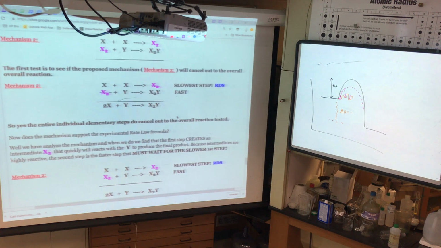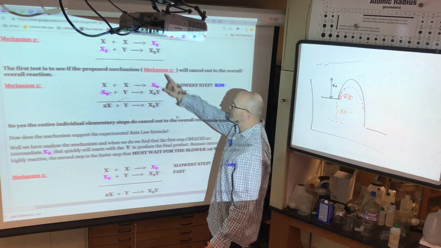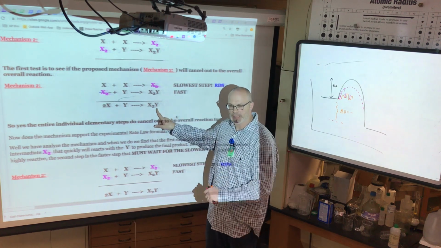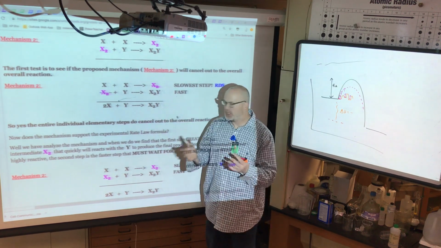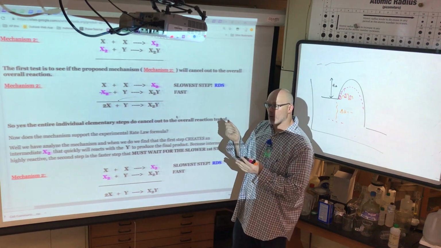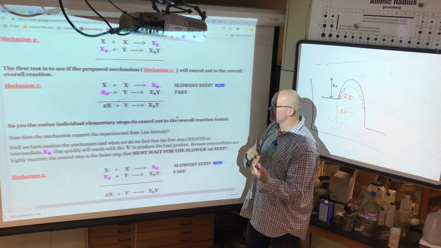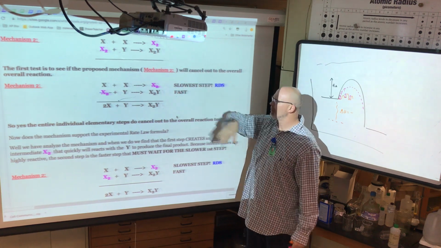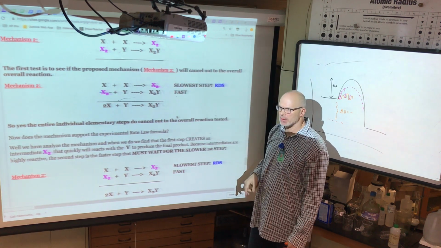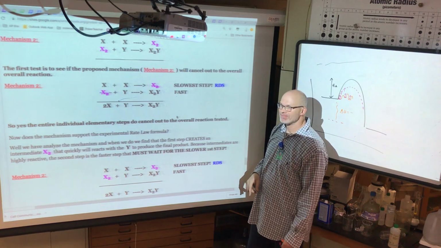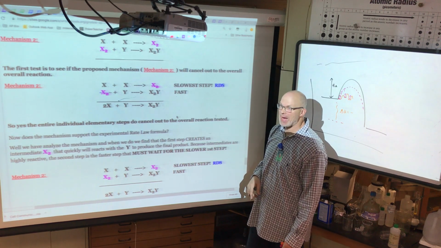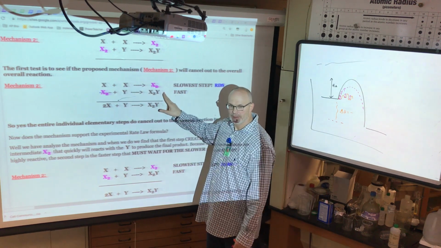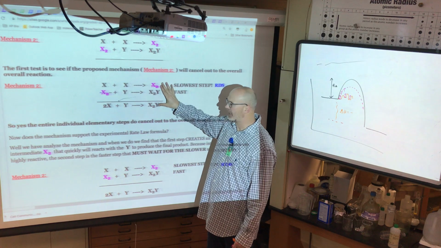Now, how's this one different? Well, first, does it cancel off to give you the overall? Yes, that's the first check. The second thing is, does it give me a rate order, most importantly, that matches my experimental evidence? Now, before we get to that, how is this one different? Okay, which one is my catalyst? It's a loaded question. There is no catalyst, because if I had a catalyst, it would be reproduced. This is a mechanism that does not have a catalyst.